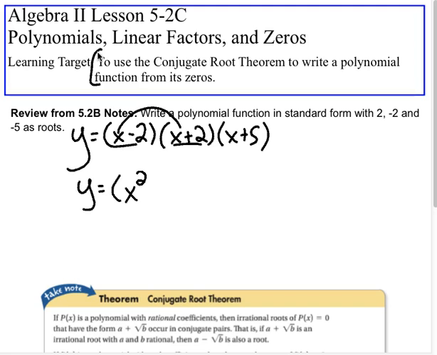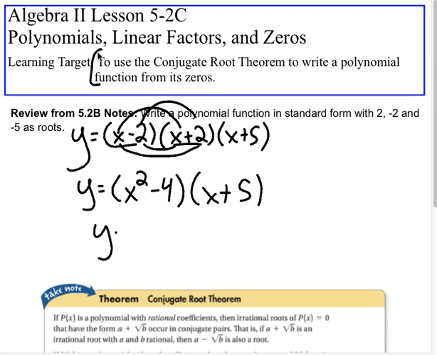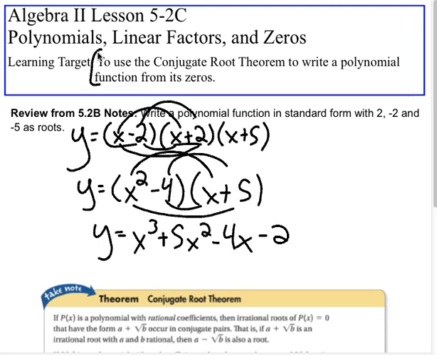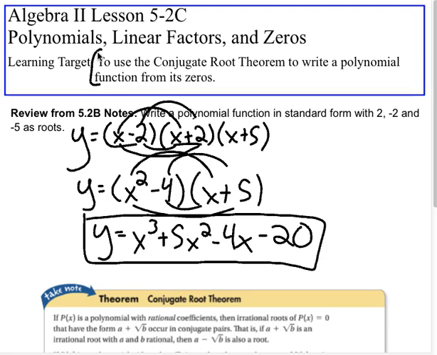Because when you have that, look at what happens. X squared, 2x minus 2x cancels out, doesn't even matter. Then you have minus 4. All right, and then come down here, FOIL again to get x cubed plus 5x squared minus 4x minus 20. And there is your polynomial in standard form. All right, so again, just a review of what we did last time.